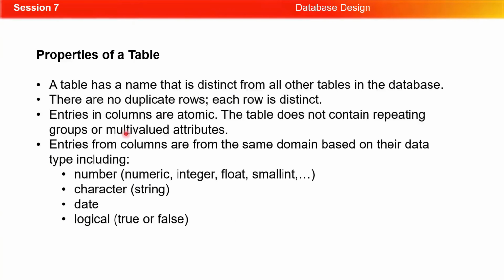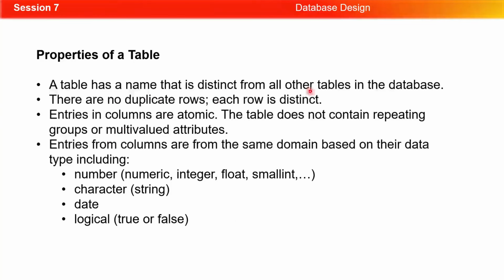So the properties of a table: a table has a name that's distinct from all other tables in the database. It's some kind of an entity in the enterprise, so we can't have duplicates of those entities. We would group those together if that were the case. There are no duplicates within each row. Each row is distinct, or each record is distinct. Why would we have duplicate rows? That wouldn't really add anything to the data model or to the enterprise.